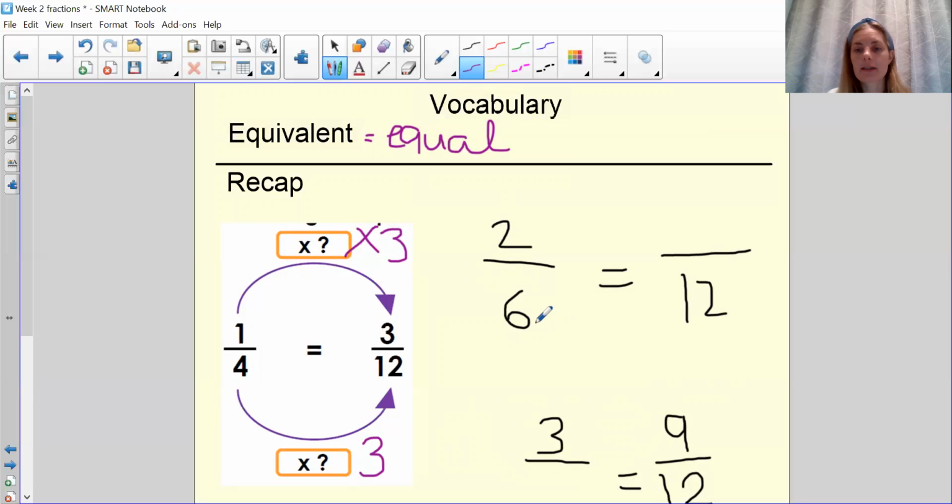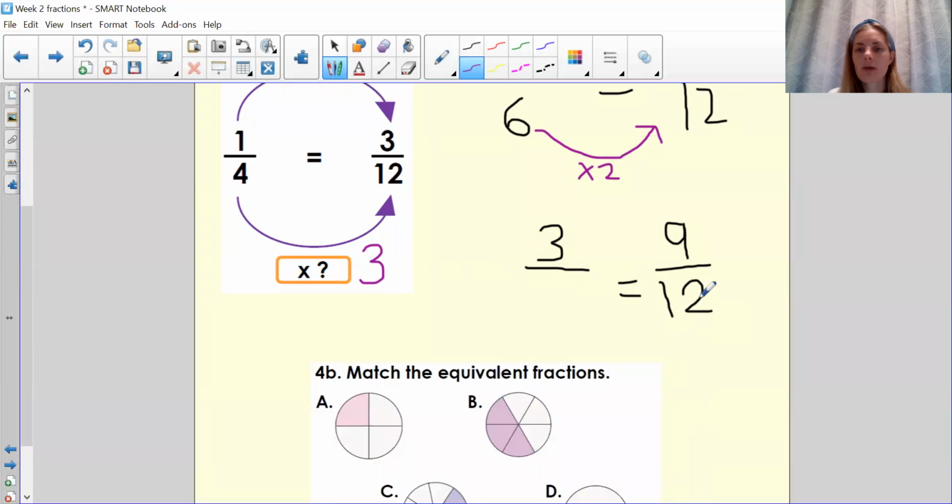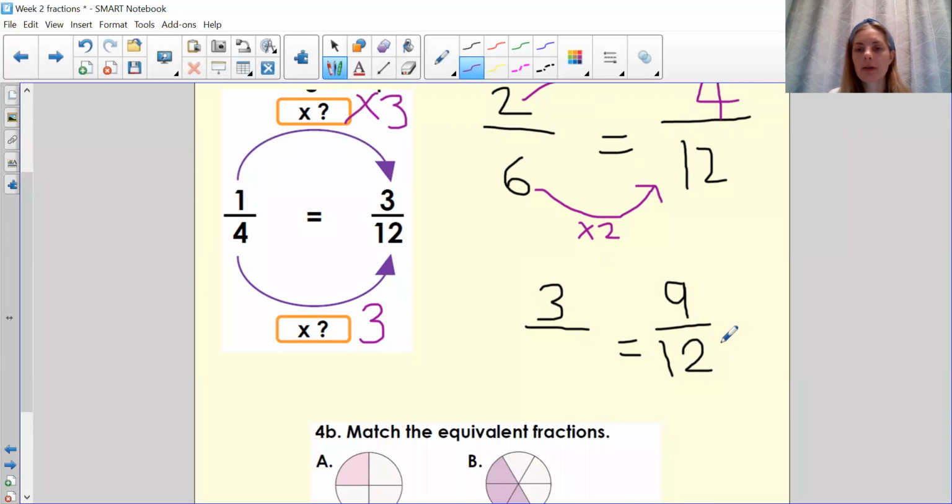Right, let's do these few here. Right, I'm going from the 6 to the 12. So I'm putting my arrow to show the direction I'm moving in. So what have I done to the 6 to get 12? I've multiplied it by 2. Whatever I do to the one number, I need to do to the other number, and 2 times 2 is 4. Right, see if you can have a go at this one very quickly.